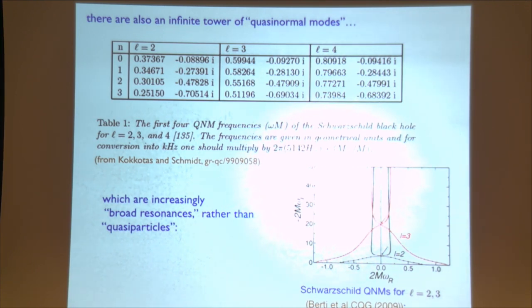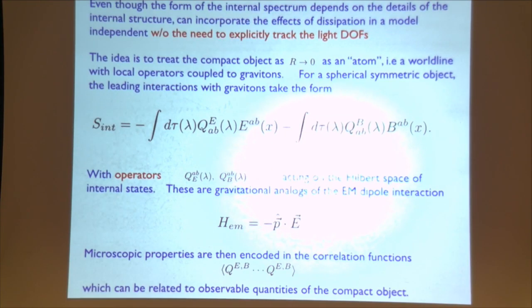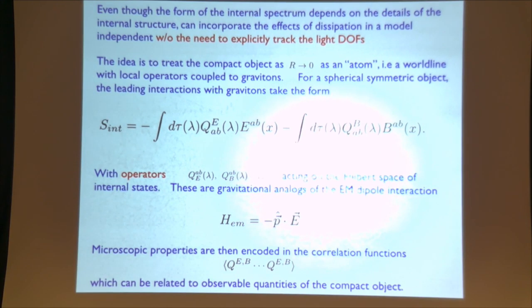So there are degrees of freedom that somehow are not being included in the world line theory that I described. And the question is, how do you put those in without necessarily knowing what sort of degrees of freedom you're dealing with? How do you put this into the formalism while being agnostic about what these modes are? And so the way that Ira and I decided to do this for the classical problem a while ago now was to just think of the black hole, or the neutron star for that matter, as if it were some sort of atom.